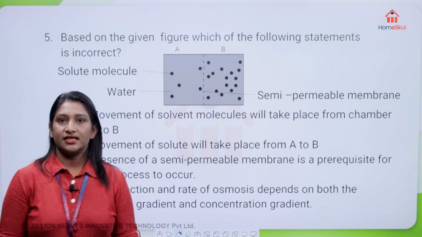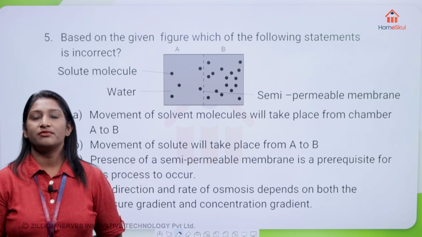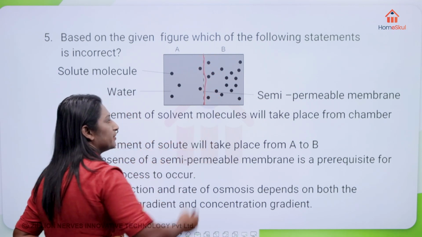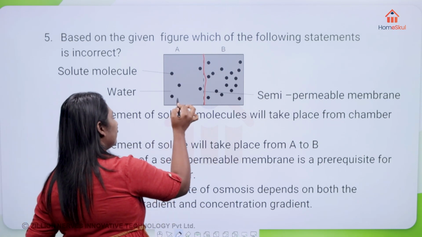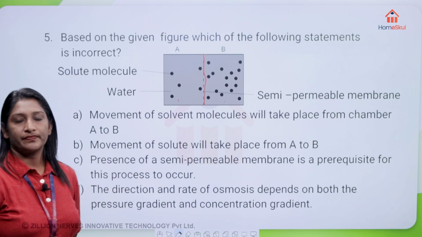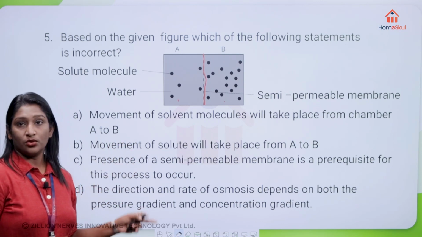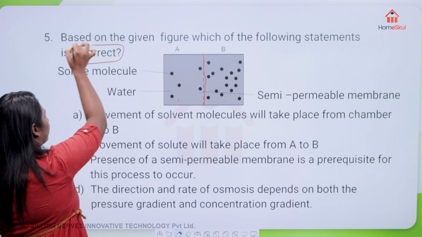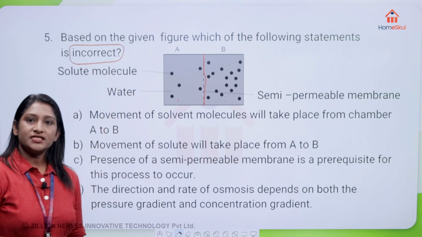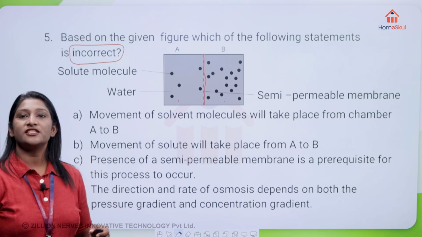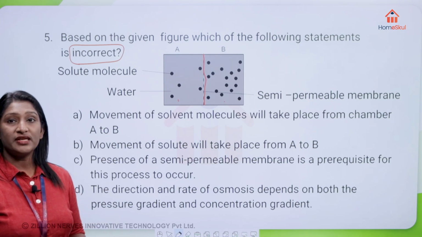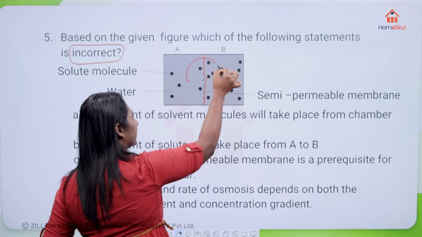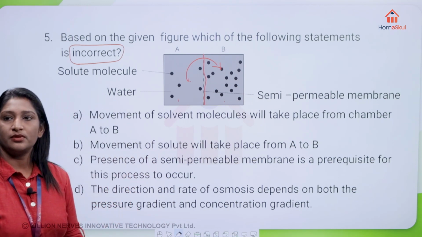The last question of this case: based on the given figure, which of the following statements is incorrect? Here a membrane is shown, and this is a semi-permeable membrane. On one side solvent is more, and on the other, solute is more. You have to find out which statement is incorrect. The first statement: movement of the solvent molecules will take place from chamber A to B. Solvent means water. Definitely water is in high concentration here, so water will move from here to here. That is osmosis through a semi-permeable membrane, right?